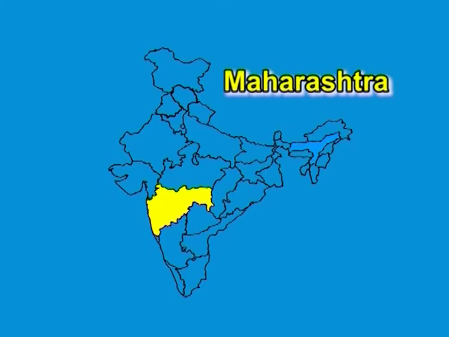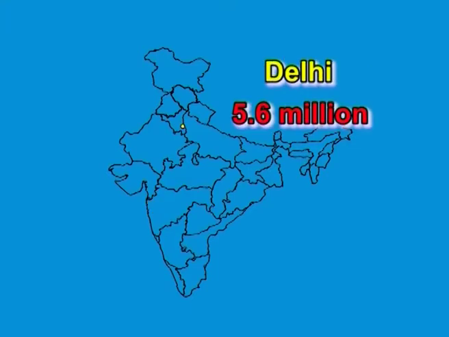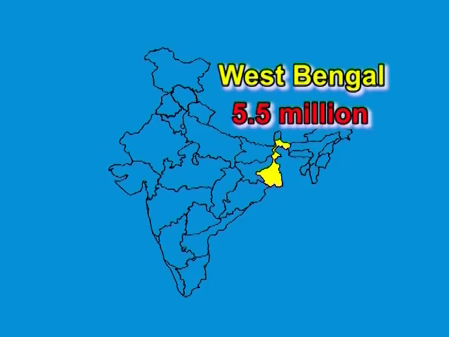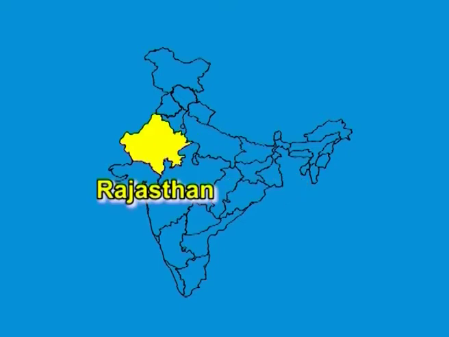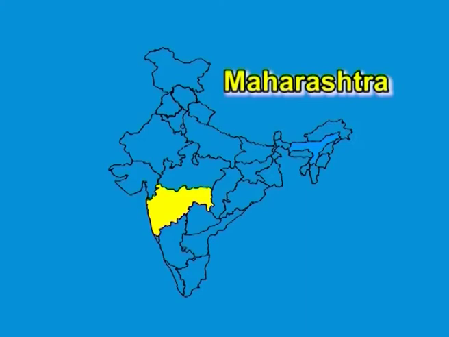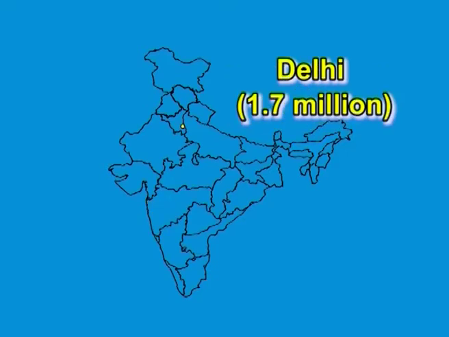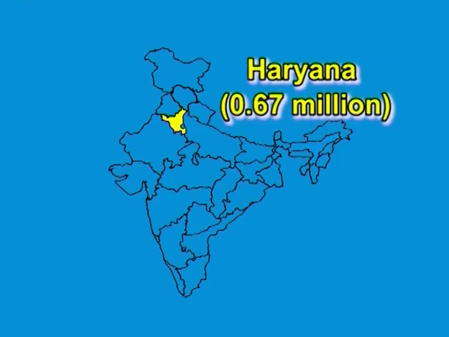If we look at their movement patterns, it has been observed that Maharashtra received the largest number of migrants, around 7.9 million, followed by Delhi at 5.6 million and West Bengal at 5.5 million. On the other hand, Uttar Pradesh, followed by Bihar and Rajasthan, are the three top contributors of out migrants. But if we look at net migration, that is, the difference between in migrants and out migrants, Maharashtra stands at the top of the list with 2.3 million net migration, followed by Delhi, Gujarat and Haryana.